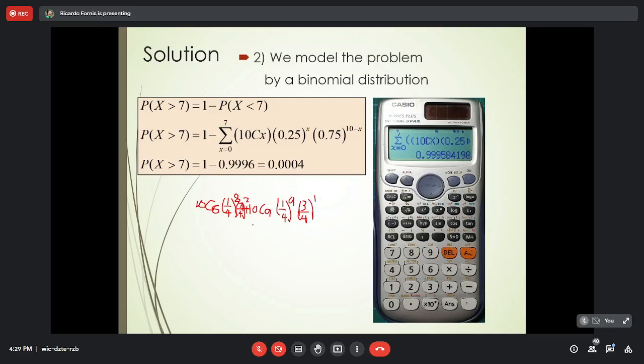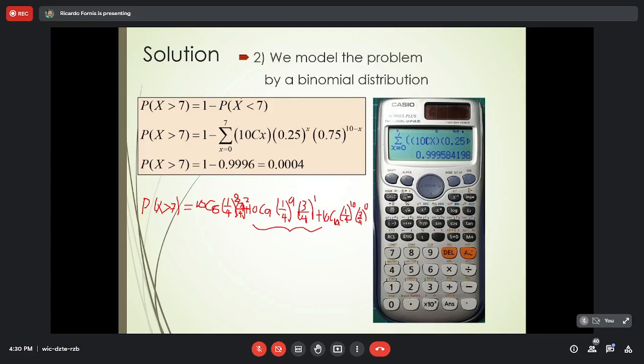So this is the probability of getting exactly 9. And this is the probability of getting exactly 10 correct answers. Perfect score. So 1/4 power 10, and then 3/4 power 0. There's no failure. But 3/4 power 0 is 1. You sum them up. So this will give you the probability that the value of the random variable is greater than 7.